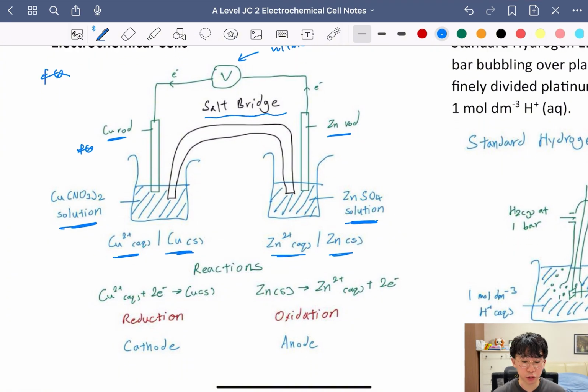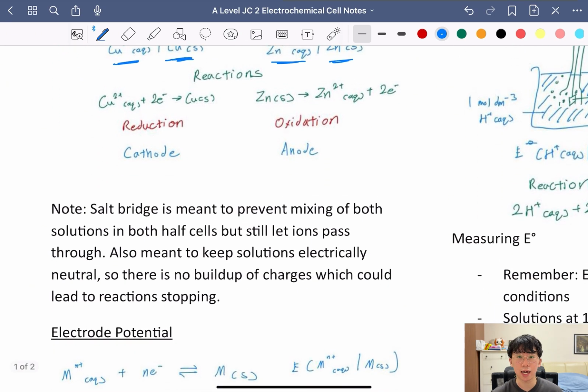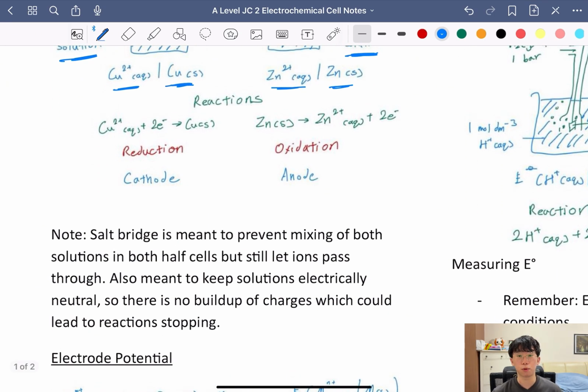So what does a salt bridge do? I get this question a lot. A lot of students ask me this question. A salt bridge is actually meant to prevent mixing of both your solutions while still letting ions pass through. Again, you need a whole circuit so that electricity can flow through, or your electrons can keep flowing.